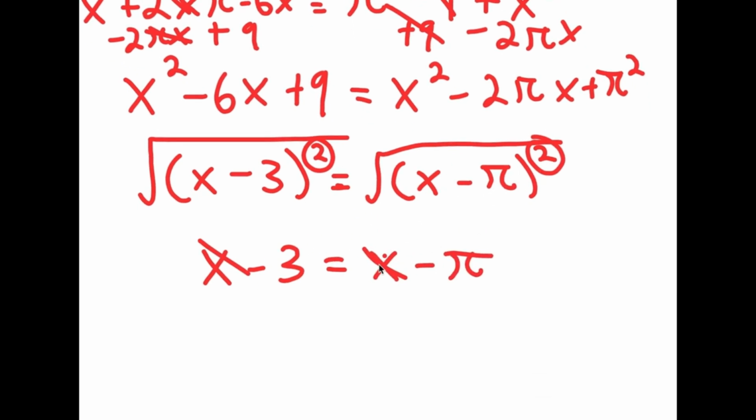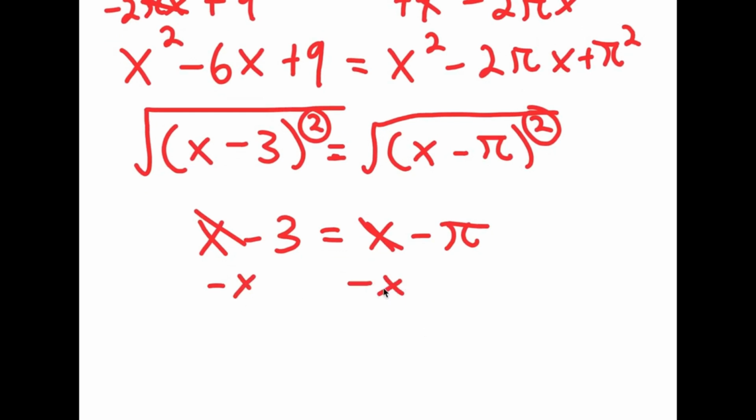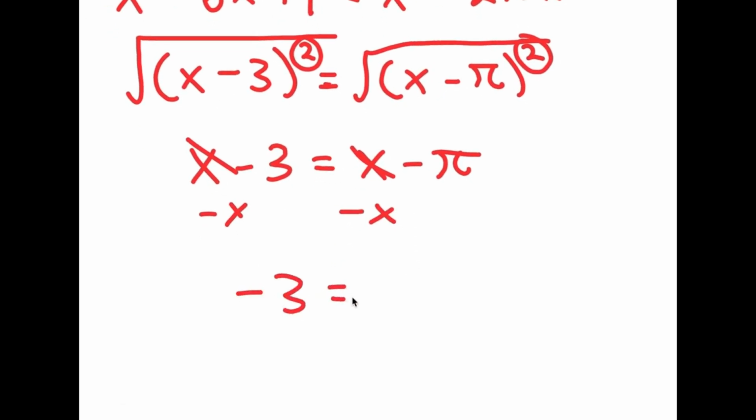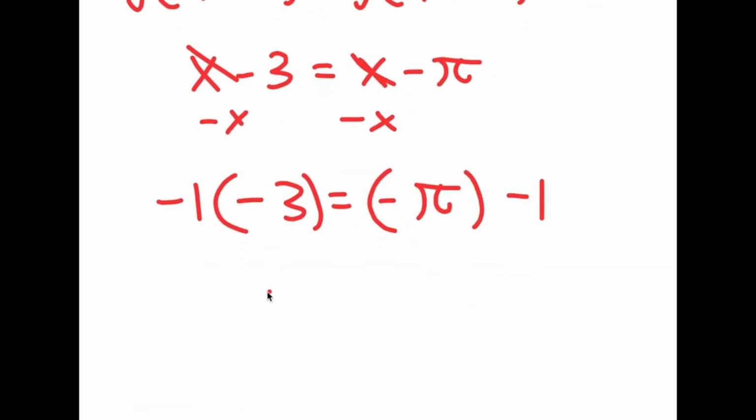So now I'm going to cancel these two x's out by subtracting x on both sides. So now I get negative 3 is equal to negative pi. And now if I multiply both sides by negative 1, I get pi is equal to 3. So there you have it. I just proved that pi is equal to 3.